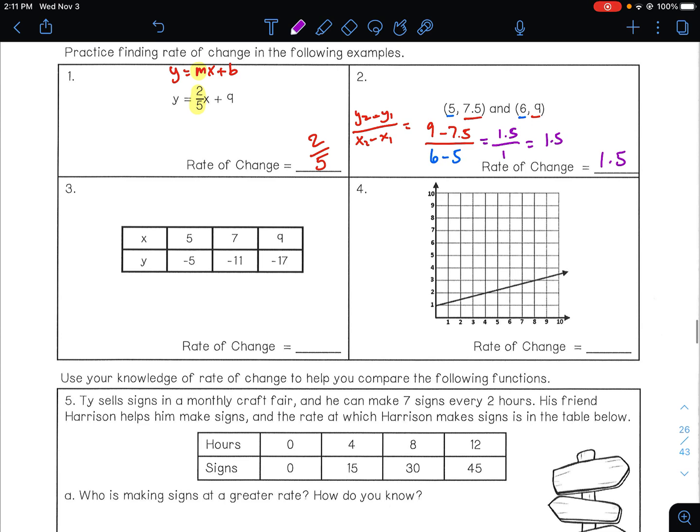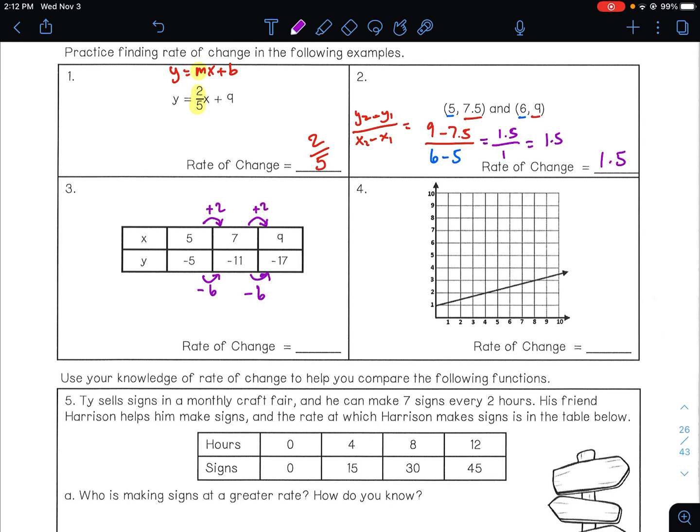They give us a table. What's our rate of change? We have to look at from here to here and from here to there. 5 to 7, they're adding 2. 7 to 9, they're also adding 2. I'm going to assume this has a constant rate of change. So from negative 5 to negative 11, how do I get there? I actually have to subtract 6. From negative 11 to negative 17, I'm assuming I have to subtract 6 again.